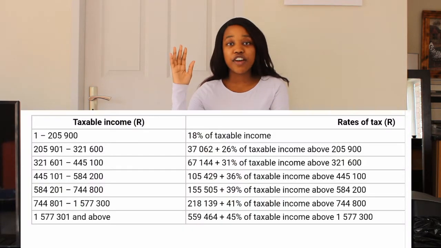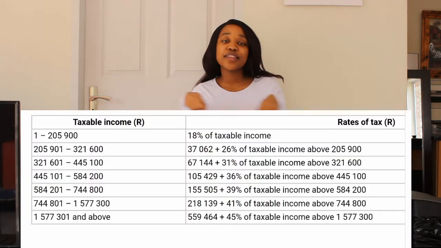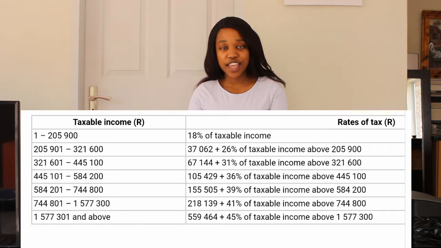So now you've had your gross income, you subtracted your exempt income, and then now you subtract your deductions, and then this gives you your taxable income. So once you have your taxable income, you use that to calculate what is your tax amount. In order to find out what your tax amount is, you'd have to use this tax table that's available on the SARS website. I'm just going to put a screenshot of it over here.